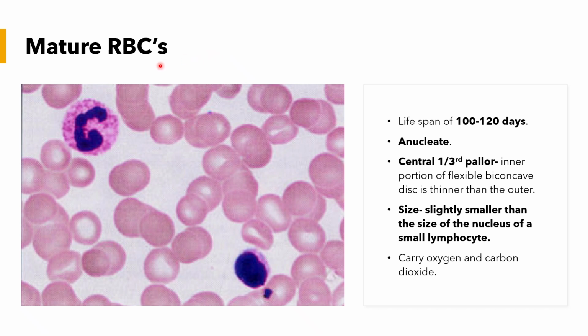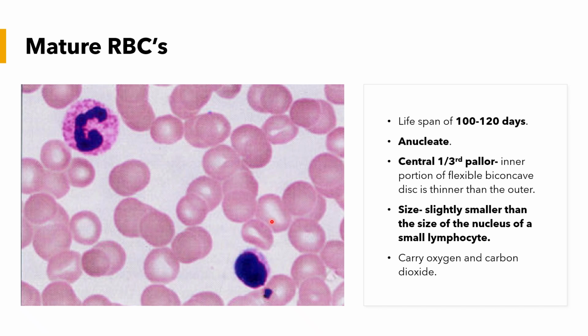So finally comes a mature RBC. It has a lifespan, as we all know, of 100 to 120 days. It is anucleate, so by this stage the nucleus is entirely lost. Even the reticulocyte doesn't have a nucleus, but in this, you can very clearly see that there is no nucleus.